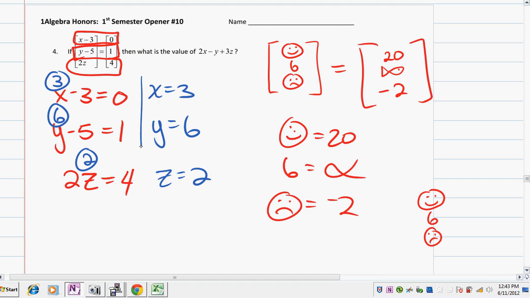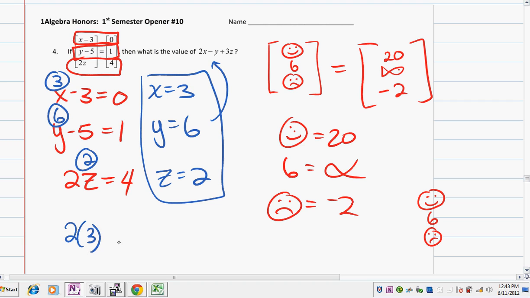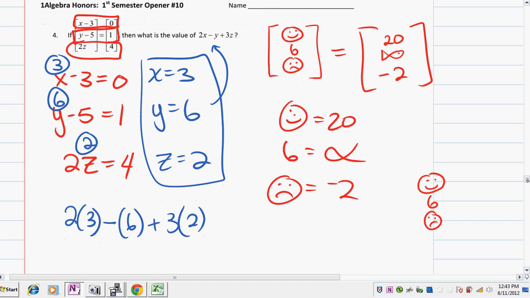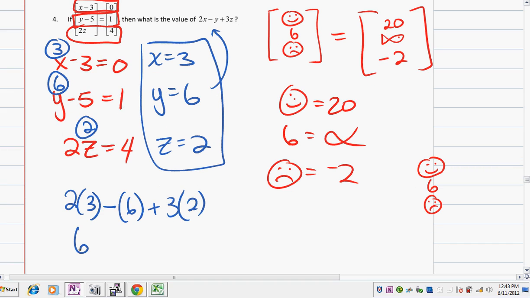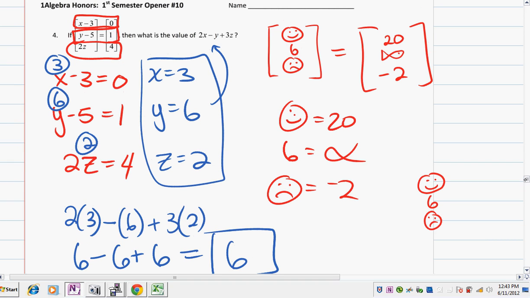So now that I have these values, I can substitute them to evaluate this expression. So 2 times 3 minus 6 plus 3 times 2. Well, 2 times 3 is 6, minus 6 plus 6 is 6.